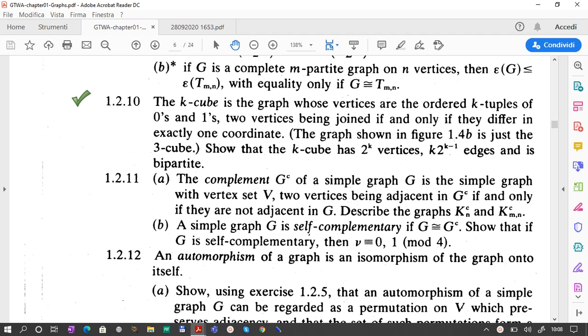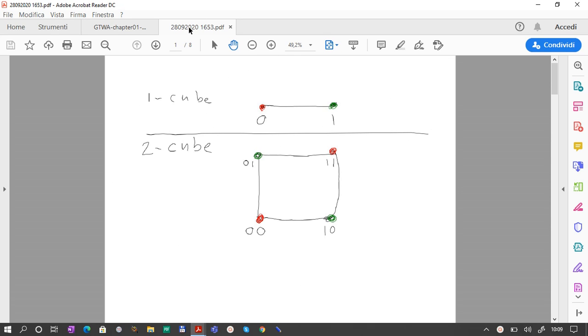So we started with solving the two exercises I had left for the week. They are very different in character. The first one is this: the k-cube is the graph whose vertices are the order k tuples of zeros and ones, two vertices being joined if and only if they differ in exactly one coordinate. Okay, so this is the description that we can also draw somehow, at least for the first few cases.